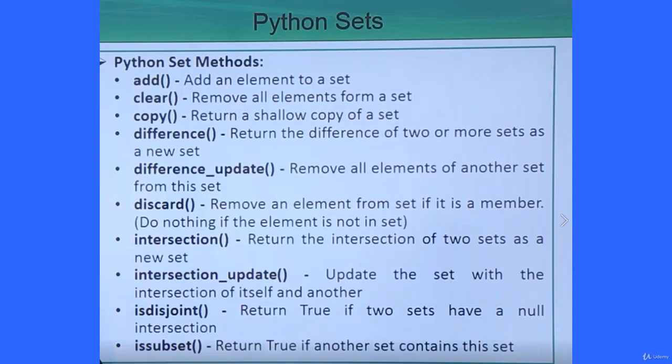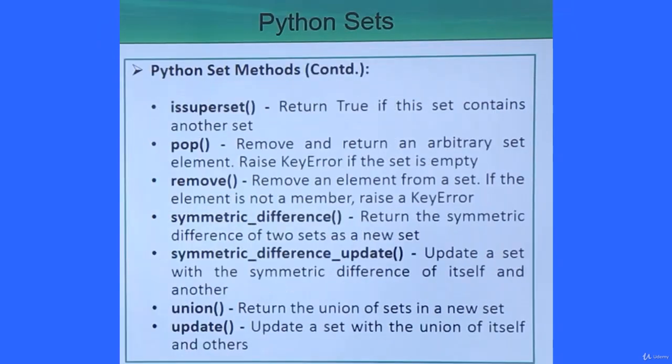Intersection, intersection update, and isdisjoint, which returns true if two sets have a null intersection. Issubset returns true if another set contains this particular set. Then we have issuperset. Then the pop method, which removes and returns an arbitrary set element, and raises a key error if the set is empty. In this way we have discussed all the methods with their respective short descriptions.